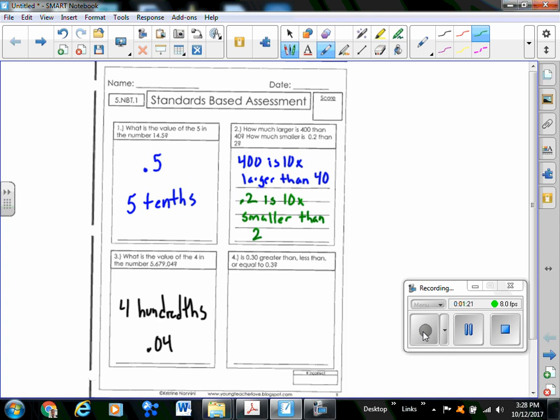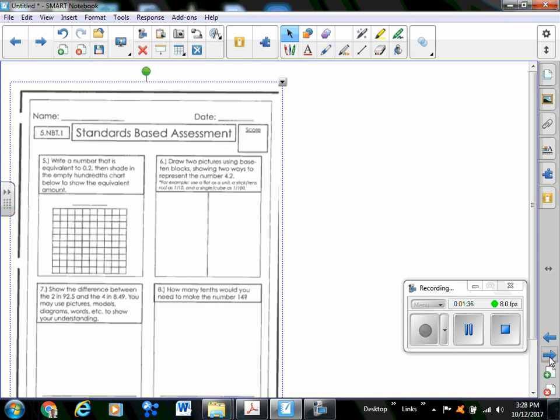Number 4, is 30 hundredths greater than, less than, or equal to 3 in the tenths? Okay, decimal point 0.30. If we line them up, we could put a 0 behind it that doesn't change the amount. They end up being the same, so they are equal. And that's numbers 1 through 4.